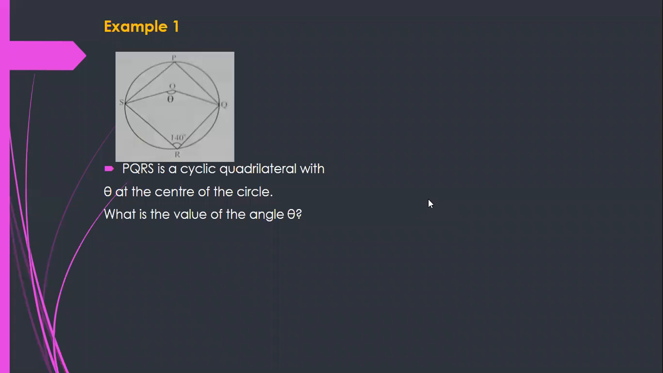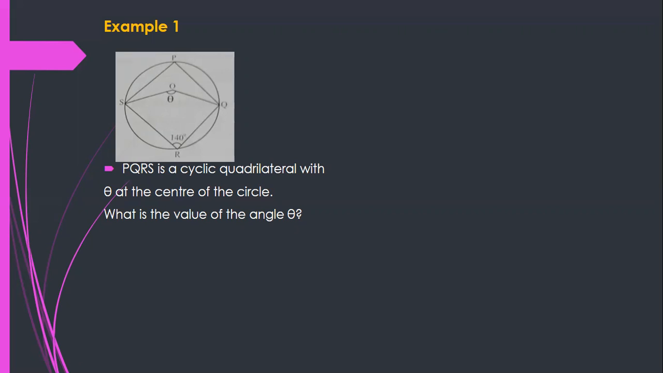Our first example: PQRS is a cyclic quadrilateral with theta at the center of the circle. What is the value of the angle theta? In this problem, we need to first find SPQ, that is this angle here. Once we get the value of SPQ, we can find this theta at the center easily. So we say that SPQ is equal to 180 degrees minus 140 degrees.